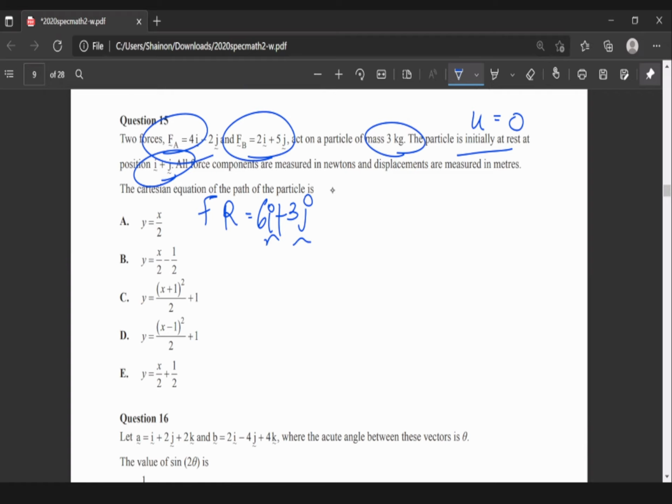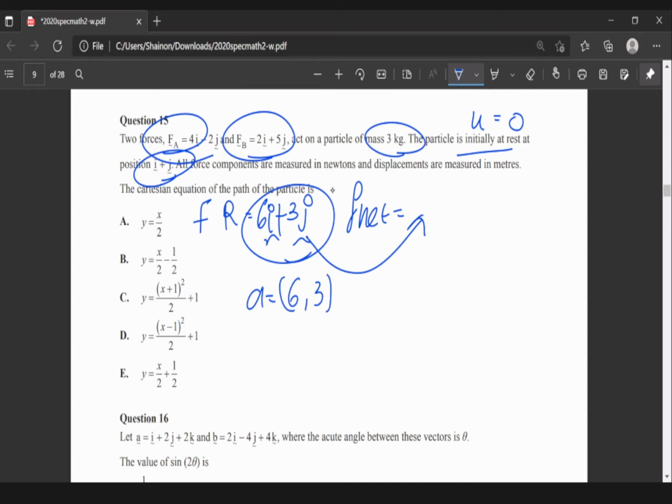So then for the Cartesian equation, we know that F net is going to be this. So A is going to be 6, 3 over M, which is 3, and that's going to be 2, 1.